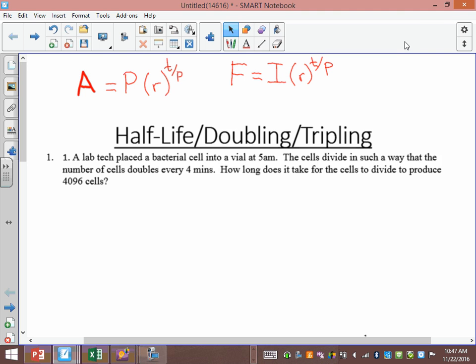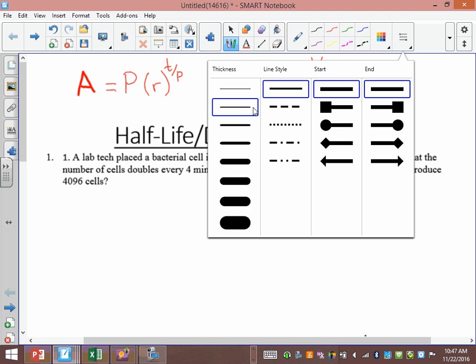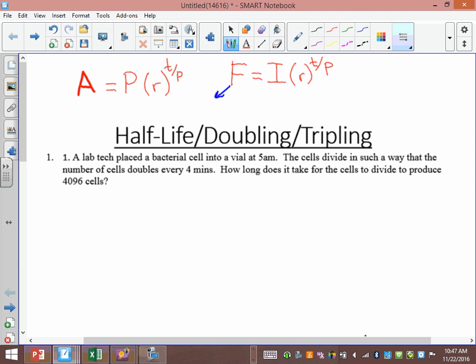Why do I label them F and I? Because final and initial, exactly. This is the final amount, so that's the amount you have at the end. This is the initial amount. So if I start off with 1 bacterial cell, there will be 1 in there. If I end up with 1,000 bacteria cells, I'll have 1,000 here. Okay? So final and initial does not change in any of the word problems.